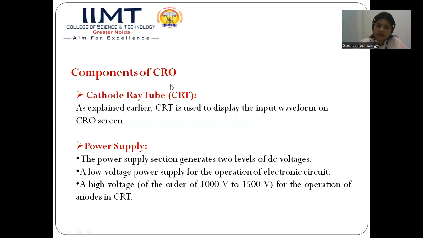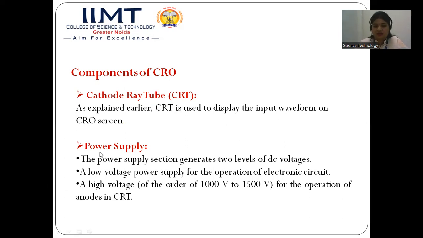Next component is the CRT, that is, the cathode ray tube. We have already discussed the functioning of the CRT earlier. So how we can use the CRT to get the electron beam, and how with the help of the horizontal and the vertical deflection plates, we are getting a resultant beam on the CRO screen, which is coated with the phosphor material.